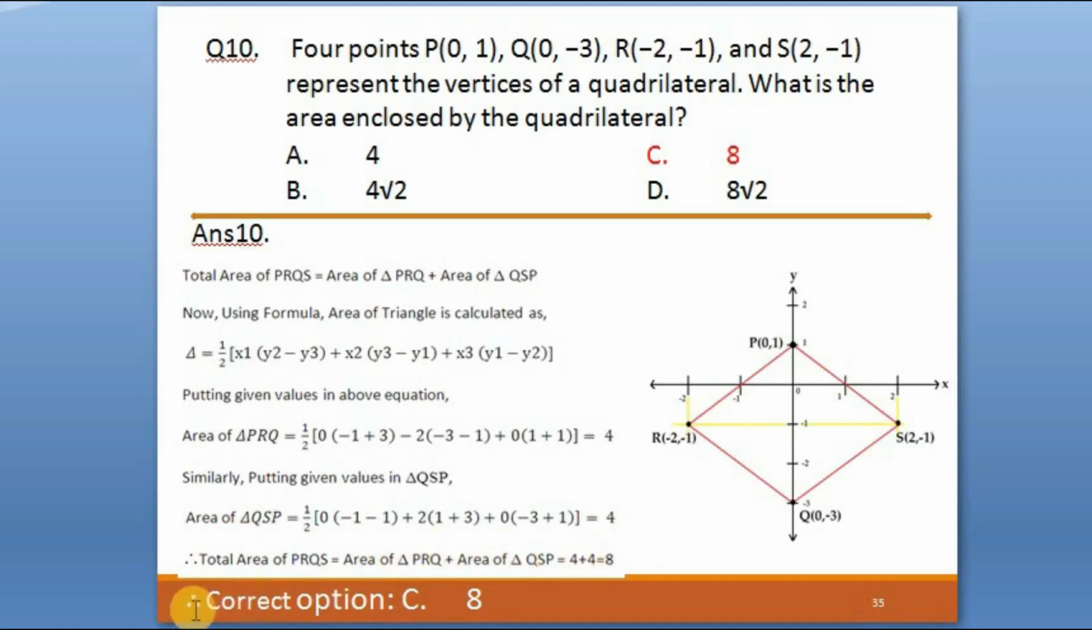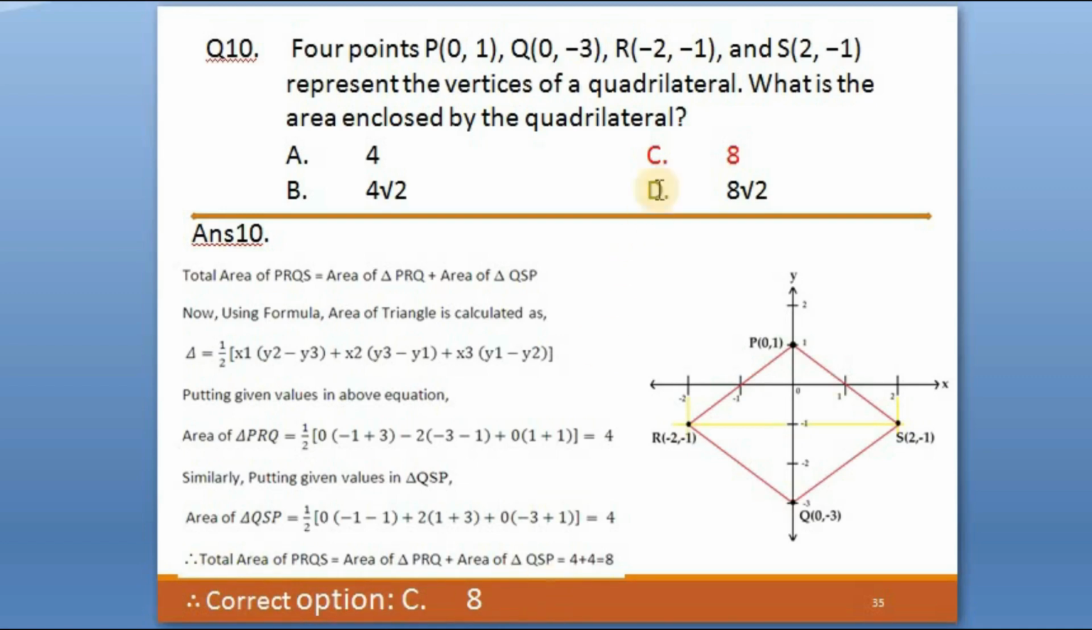Now in this question, one important thing is that whenever we are calculating the area of triangles using this coordinate approach, we have to maintain the sequence in which we are taking the coordinates. Since we are taking the first triangle in the anti-clockwise way, that is PRQ, similarly in the second triangle, QSP, we have to follow the anti-clockwise pattern, right? If we take one as clockwise and another as anti-clockwise, then naturally their area will be different. It can be -4, and when we add, it can cancel out. So that's why we will maintain the same sequence in the two triangles, right? So correct option is C, that is 8.